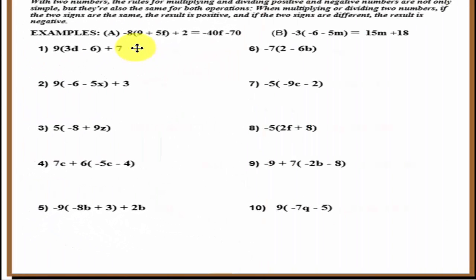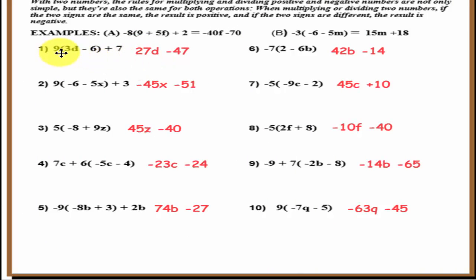Okay, welcome back. Let's see how well we did. Well, in the first one we have 9 times 3d minus 6 plus 7. And the answer you should have is 27d. Okay. 3 times 9 is 27, and 9 times a negative 6 is going to give you a negative number, but you're going to be subtracting a plus from that negative number. So that's why your answer is 47.